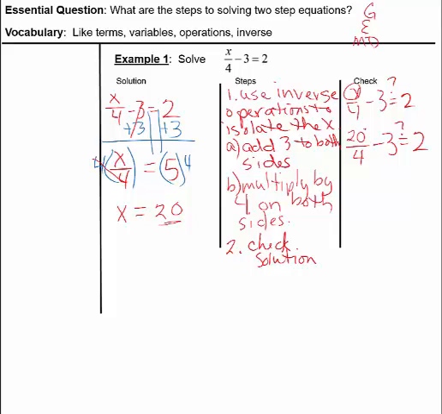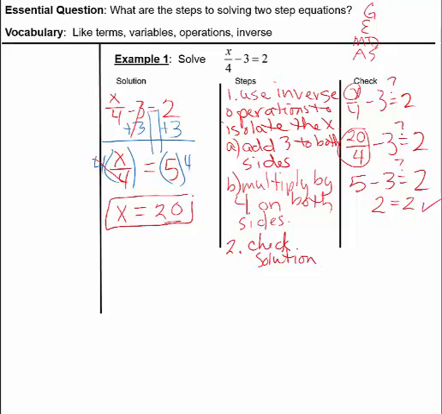We do have a division. 20 divided by 4. So 20 divided by 4 is 5. Minus 3 equals 2. And then we do the add, subtract. And there is a subtraction. 5 minus 3 is 2. 2 does equal 2, so that works. So x equal to 20 is our solution.